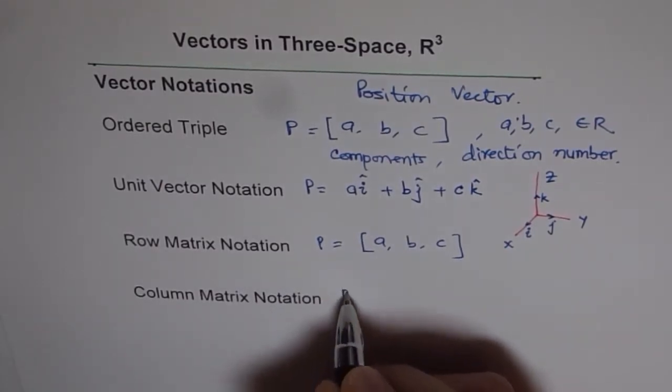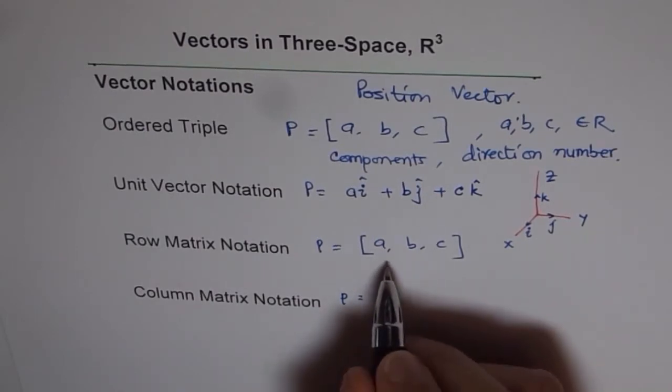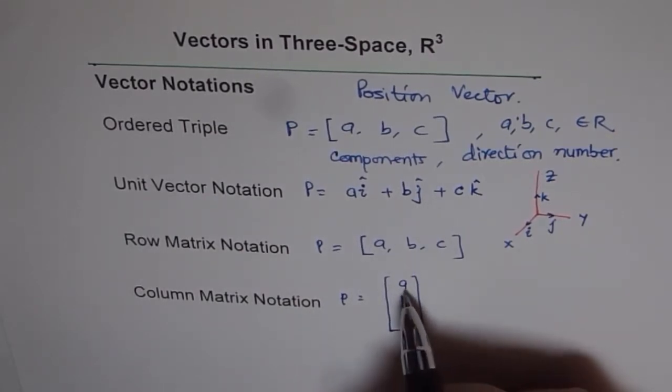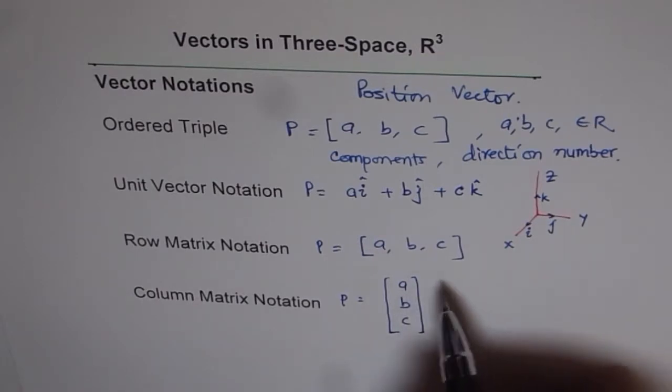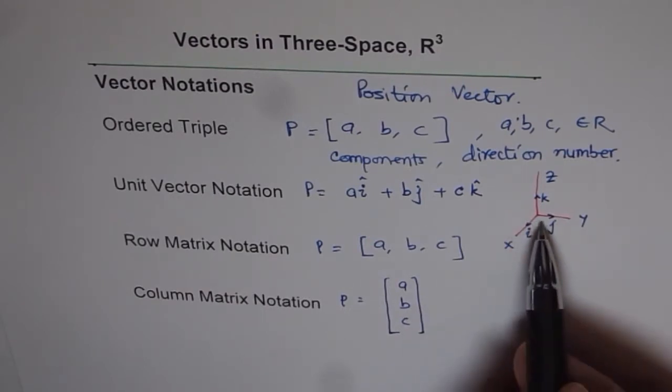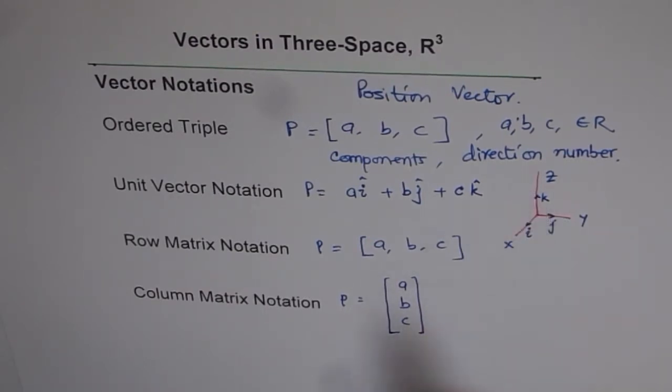Column matrix. In column matrix, we write this vector not horizontally, but in a column, like a, b, and c. So the direction numbers a, b, c are written in one column. They mean the same thing. A is the direction number along the x-axis, b along y, and c along the z-axis. It's a good idea to have them all in one place because we are going to switch from one notation to another depending on the type of problem in hand.